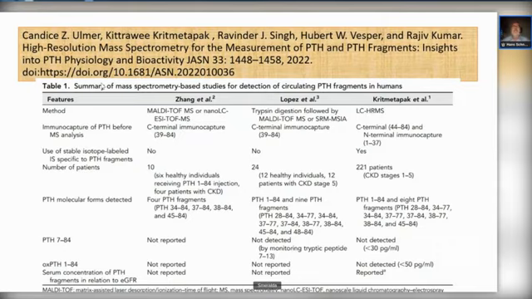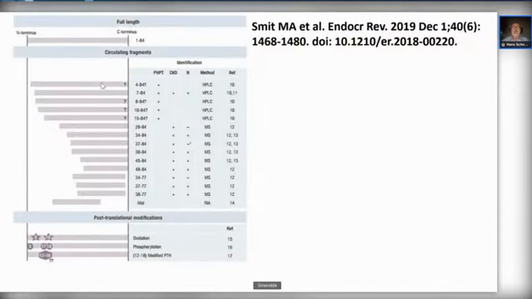The next slide shows a review by Smith that summarizes the different fragments that have been identified, and you see here the 7 to 84 fragment was identified by HPLC only, while a number of more C-terminal fragments were identified by mass spectrometry. However, importantly, at the bottom you see also other modifications.